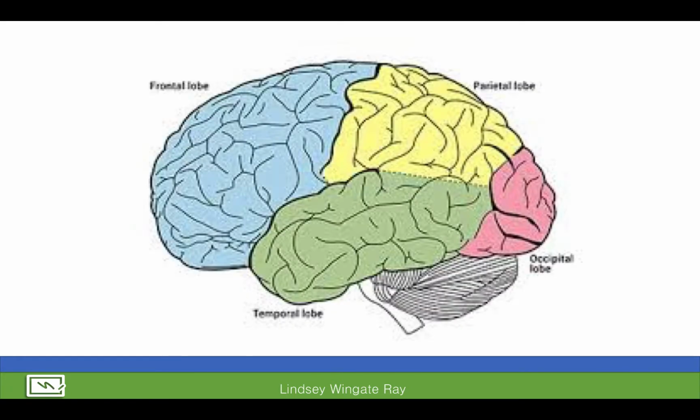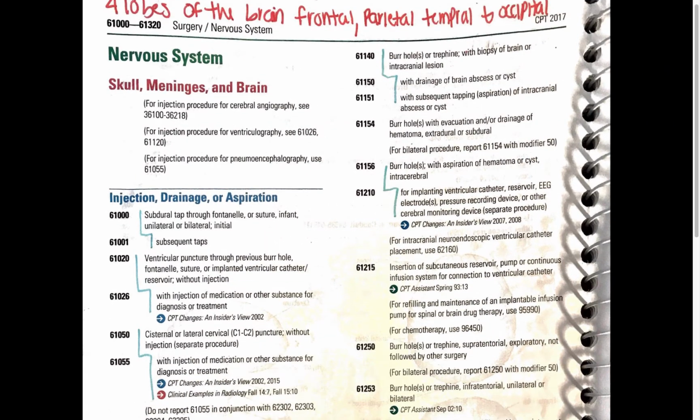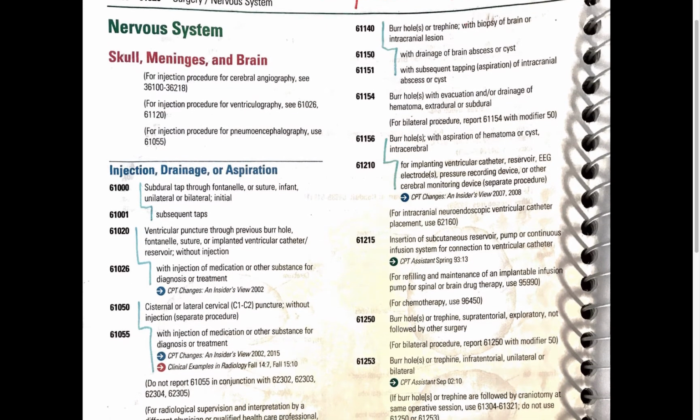There are 4 lobes to your brain: the frontal lobe, parietal lobe, the temporal lobe, and the occipital lobe. There should be a diagram of this in your book. Now we're going to look at the nervous system book. I put a note at the top of that page: 4 lobes of the brain: frontal, parietal, temporal, and occipital. The first section of the nervous system is the skull, meninges, and brain.